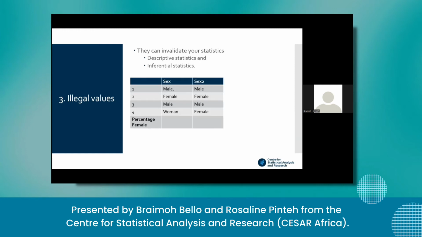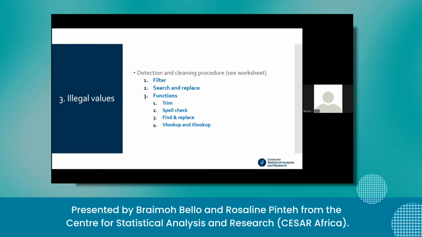And then we fix it in the second variable and we get different percentages. Percentage female here is 25%. Now that we have fixed it, because there's an illegal value there called woman, we now have 50%. How are we going to fix this in Microsoft Excel?